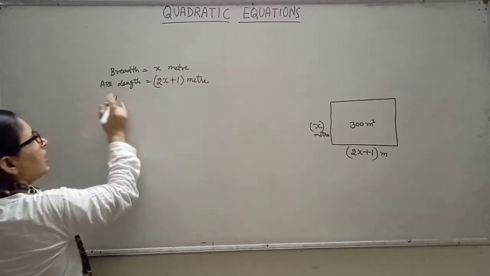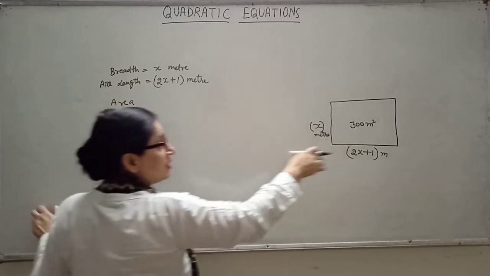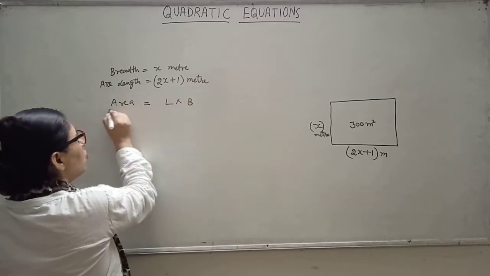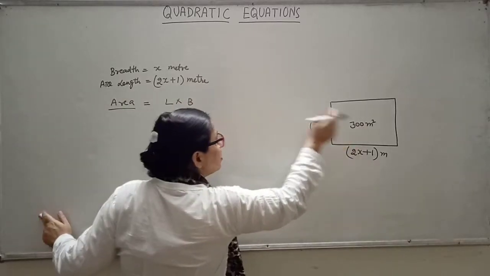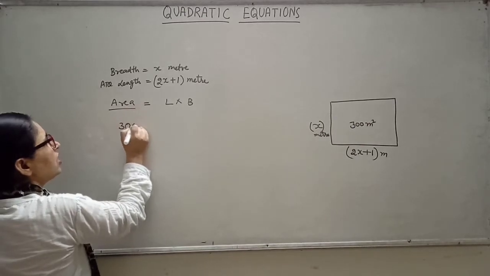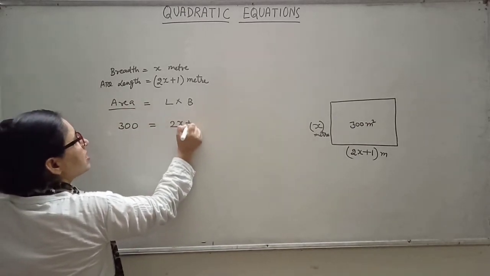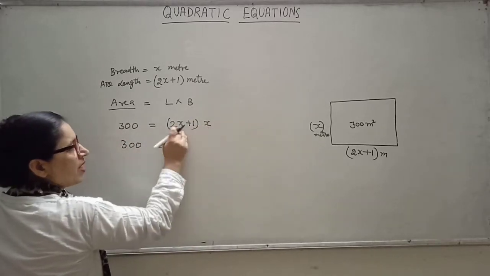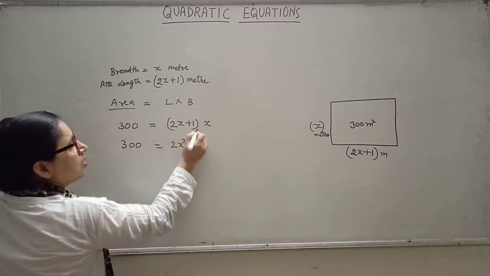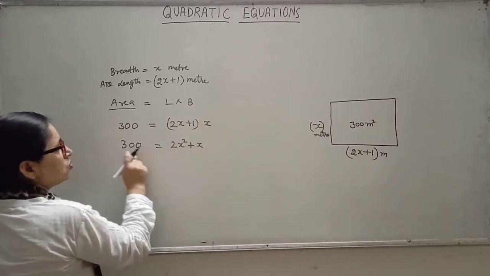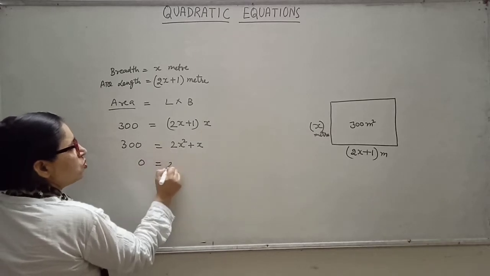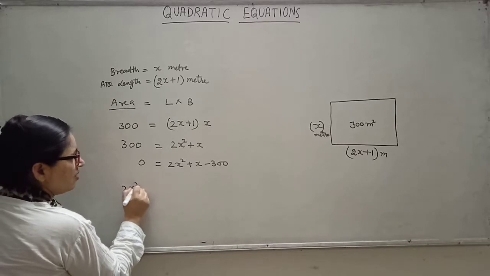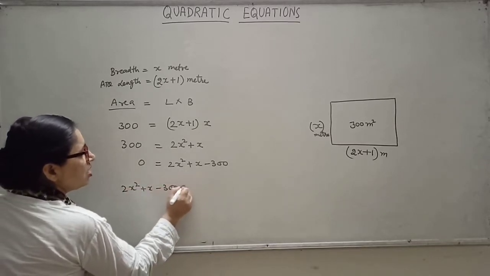Now area we know, because it is rectangular in shape, so area will become length into breadth, and we know the area given to us is 300 square meter. So 300 is equal to (2x plus 1) into x. So it would become 2x square plus x. When we take this to this side, 2x square plus x minus 300, so 2x square plus x minus 300 equal to 0.